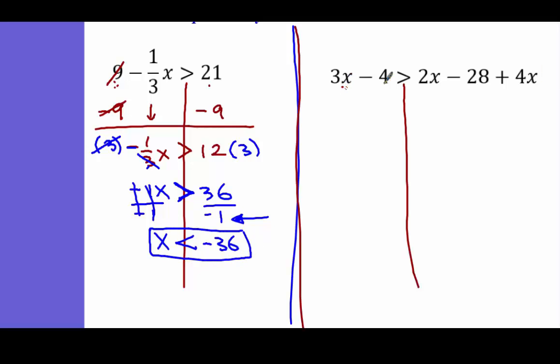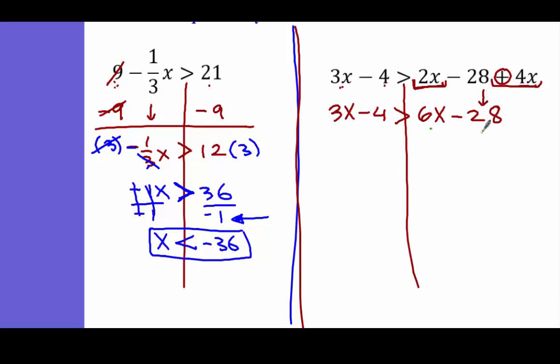The 3x and the 4 are not the same. This has an x, that has no x. So I will rewrite it. On the right side, I can combine 2 out of 3 things, so I can put this and this together. That's 2x plus 4x, which would be 6x. 28 has no x, so it's not going to be the same as the other 3. Rewrite 28.